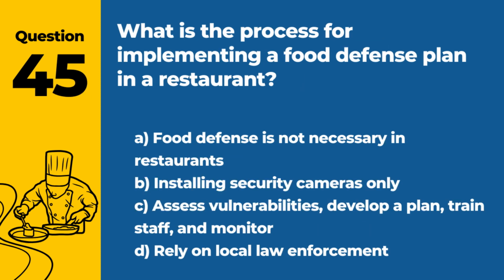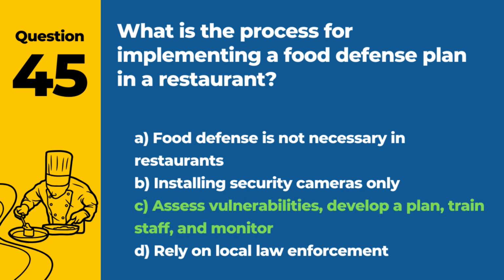Question 45. What is the process for implementing a food defense plan in a restaurant? A. Food defense is not necessary in restaurants. B. Installing security cameras only. C. Assess vulnerabilities, develop a plan, train staff, and monitor. D. Rely on local law enforcement.